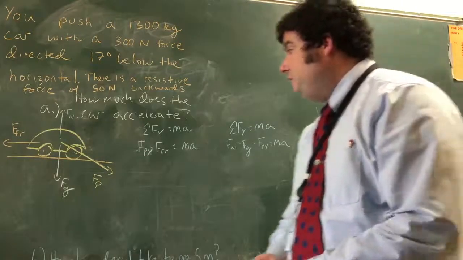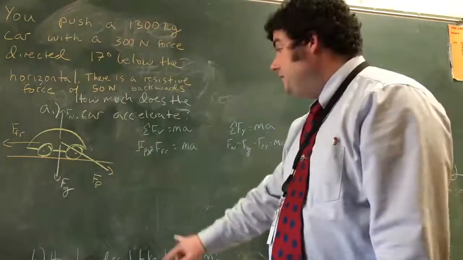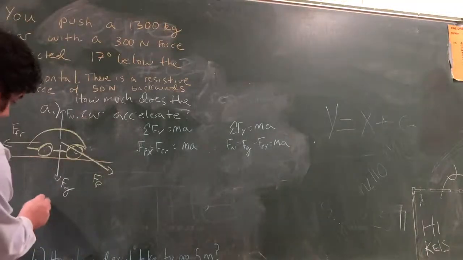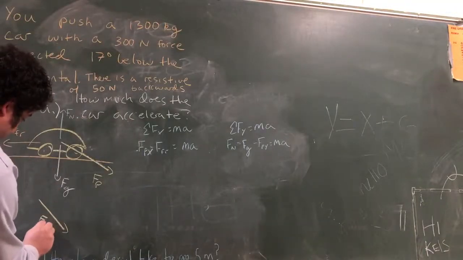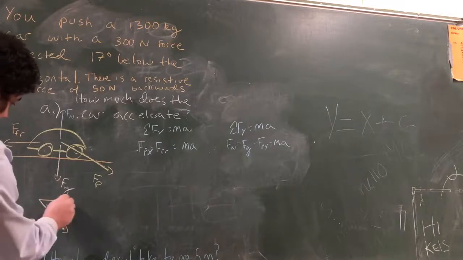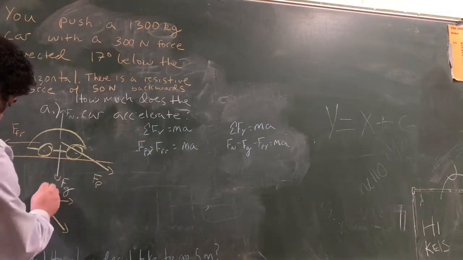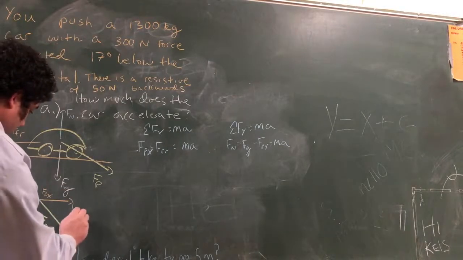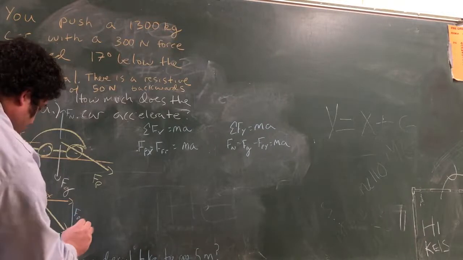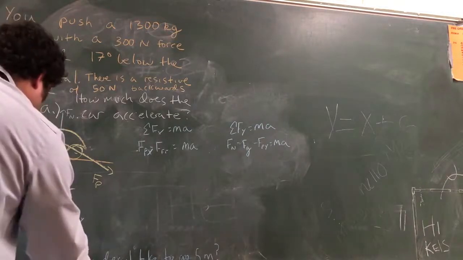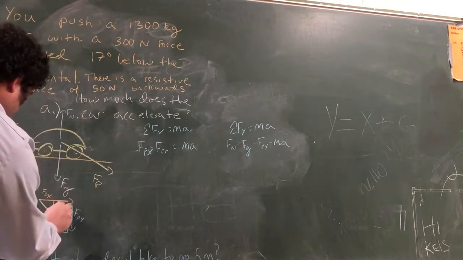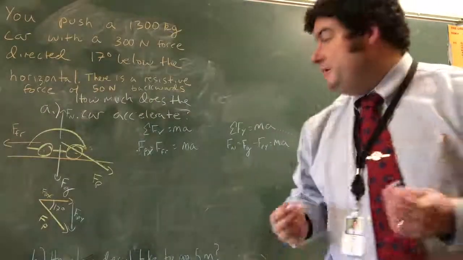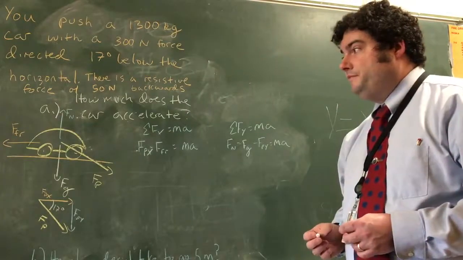The next step is any force that's not purely left, right, or purely up, down, we use trig to break it down. Obviously, that's just Fp. So we find the part that's left, right. We'll call that Fpx. The part that's up, down, that's Fpy. And they told us that this angle was 17. So you can find both of these just using sine and cosine.